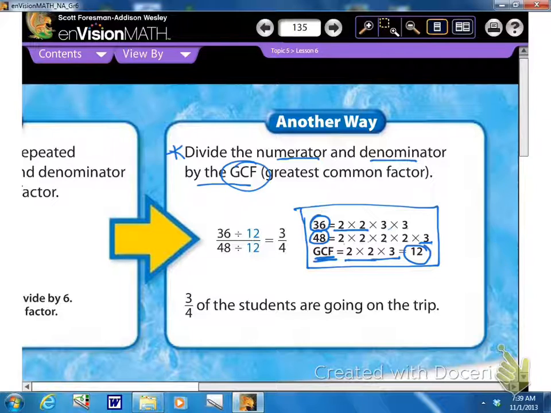Now you can go ahead and just divide 36 and 48 both by 12, right? So 36 divided by 12 is 3, and 48 divided by 12 is 4, and you get 3/4 again. Or if you look back at the first way, first you divided by 2, and then you divided by 6 in the example. And what's 2 times 6? Well, there's your greatest common factor. So if you were trying to find the greatest common factor, you could just multiply the numbers you divided into the fraction. Alright, let's look at the guided practice.